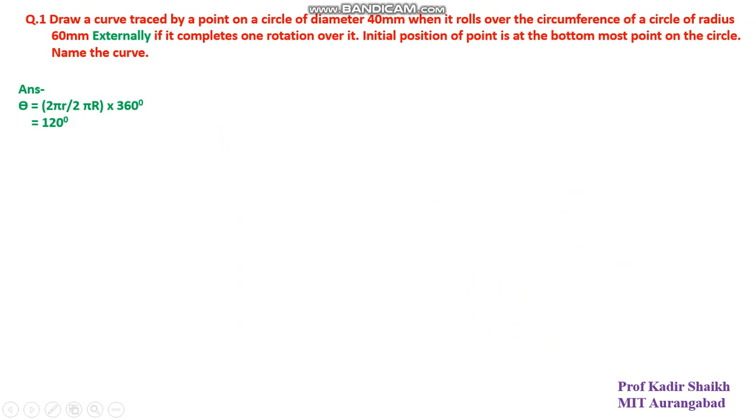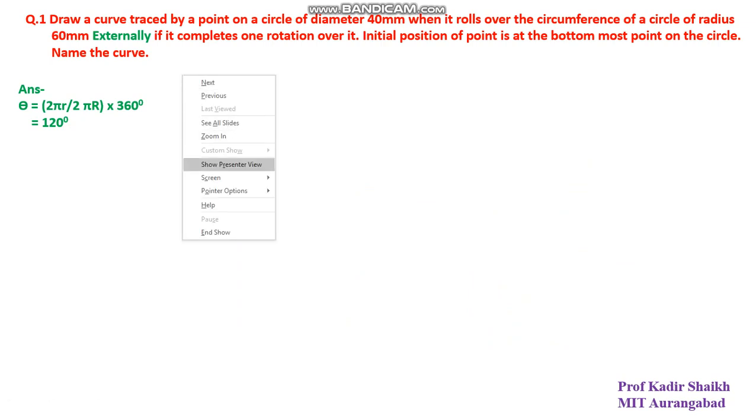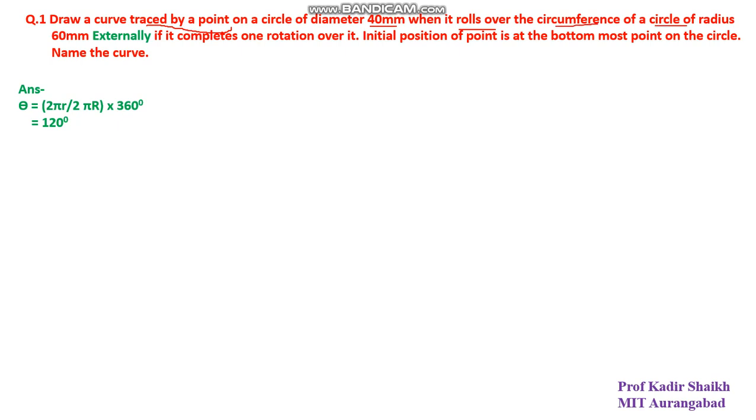So consider one problem to draw an epicycloid. Draw a curve traced by a point on the circle of diameter 40 mm when it rolls over the circumference of a circle of radius 60 mm externally, if it completes one rotation over it. The initial position of the point is at the bottommost point on the circle.